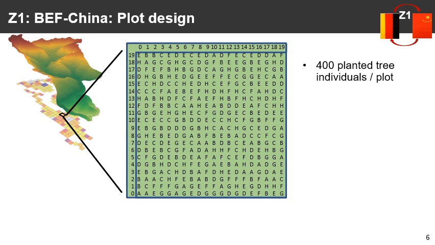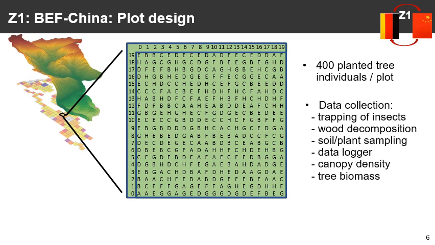Each plot in BEF China was planted with 400 tree individuals. So you see that we have lots of trees and a lot of space per plot. But the plot design needs to be adjusted from year to year because there are not only the DFG projects working on these plots, but also Chinese projects.